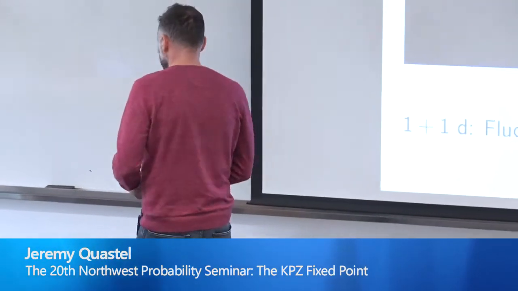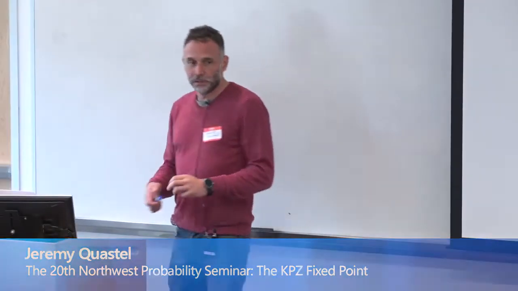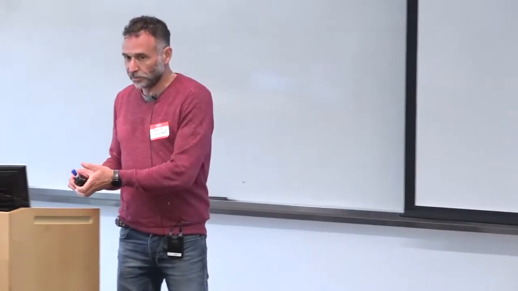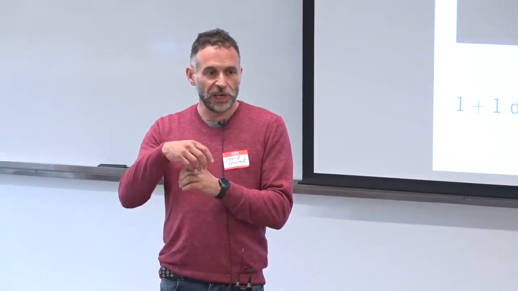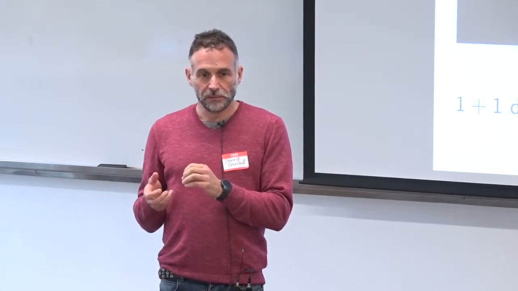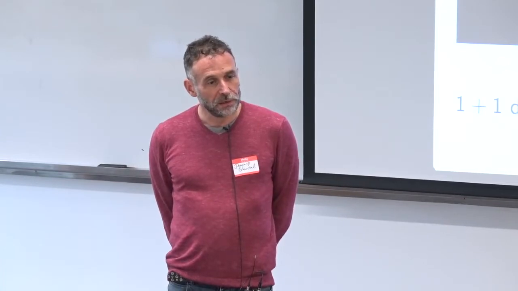If you haven't heard of the Eden model before, it just means that you're on a two-dimensional lattice, and you have a seed at the origin, and then it chooses a neighbor at random and adds it to the set. And that's how the set grows. It just grows by adding neighbors chosen uniformly at random.